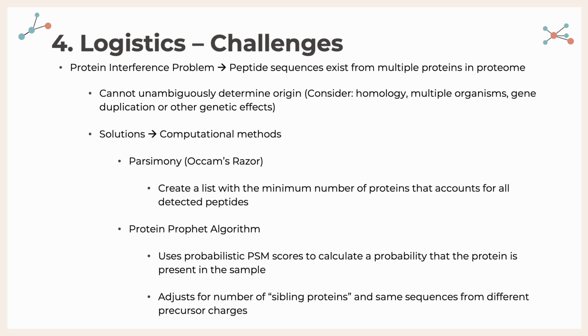Important to note that all solutions, so either parsimony or the ProteinProphet algorithm, are accepted within the proteomic community. There is no consensus on which works best. However, journals and publishers require the results to be reported based on the parsimonious protein groups. So academic and scientific journals will only accept proteomic studies if the results are presented with the parsimony solution.